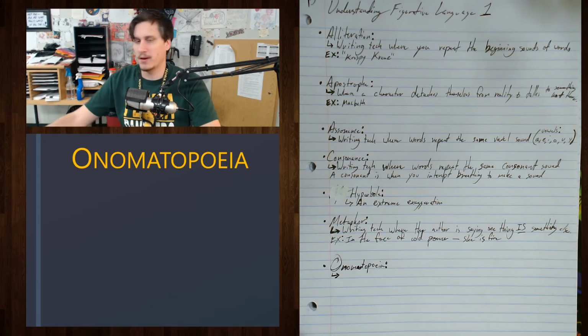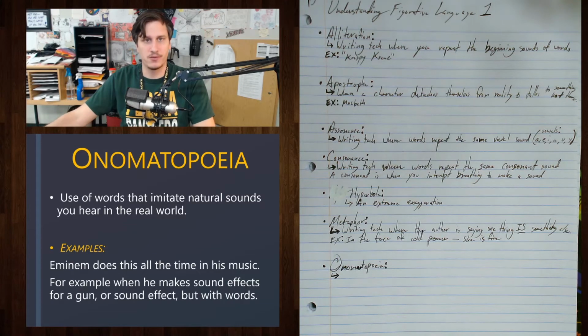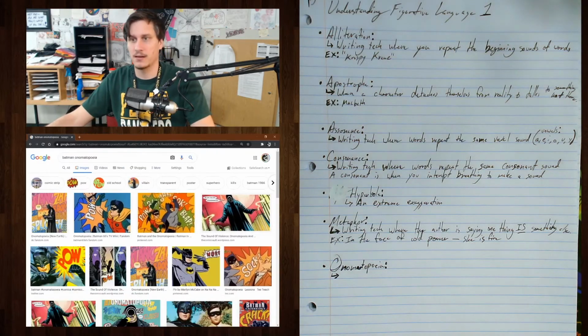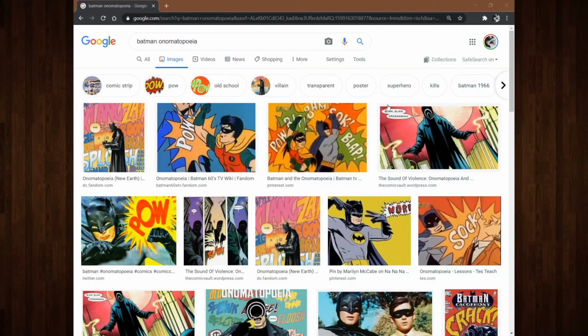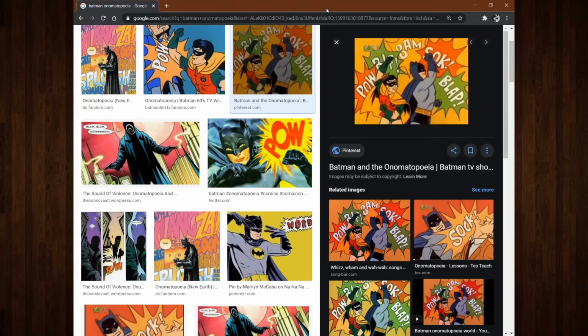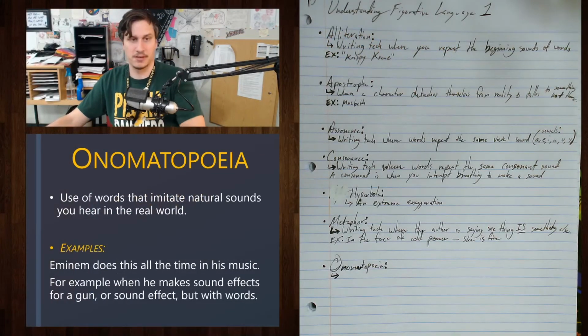Onomatopoeia. Okay, what is onomatopoeia? It's where you use words to represent natural sounds. The best example I could give is the classic Batman series, where when they punch people, it'd be like bam, pow, blap, things like that. It's a really old school example, but it works.